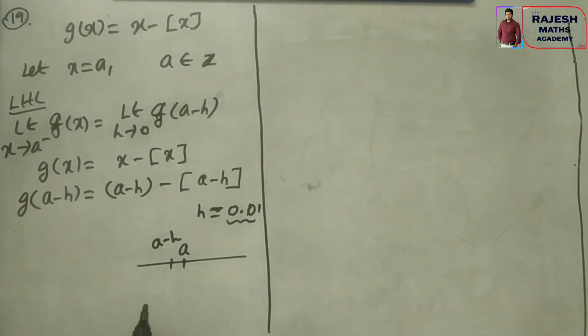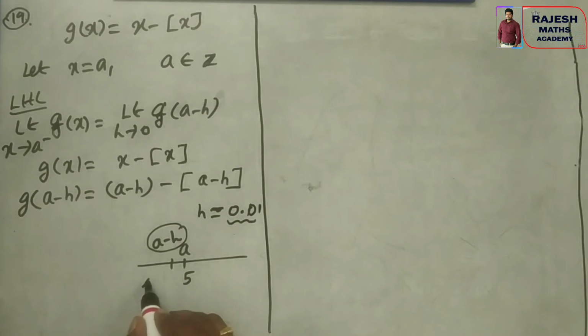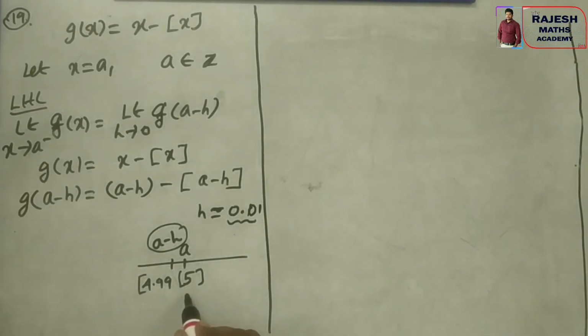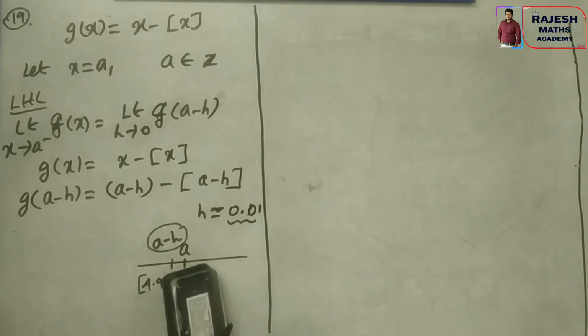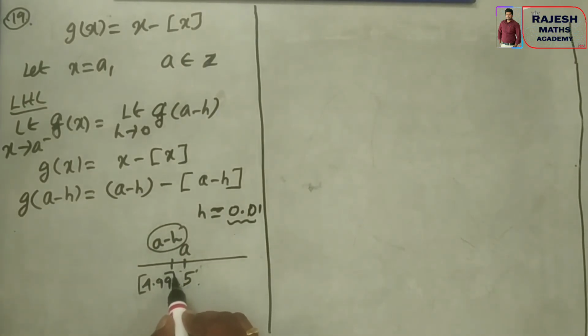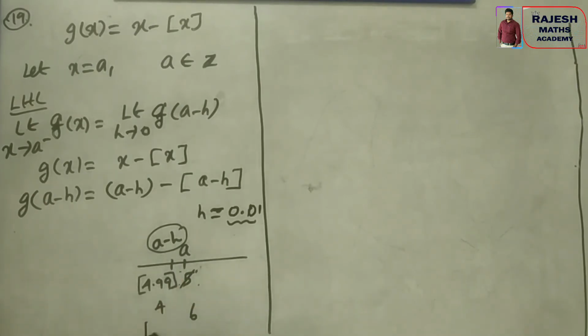Now I am going to find the greatest integer of a minus h. For example, if I take a equal to 5, my a minus h will be 4.99. The greatest integer of 4.99 is 4. So if I take 5, I am getting 4. Suppose I take 6 instead. Then a minus h will be 5.99, whose greatest integer value is 5.